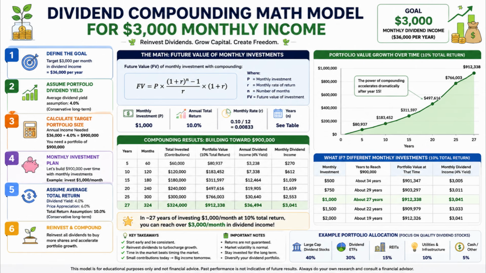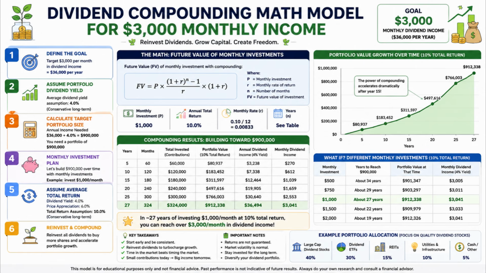After 10 years, total contributions will equal $120,000. Meanwhile, the estimated portfolio value may increase to approximately $183,452. At a 4% yield, the annual dividend income could be about $7,338, which is roughly $612 per month.